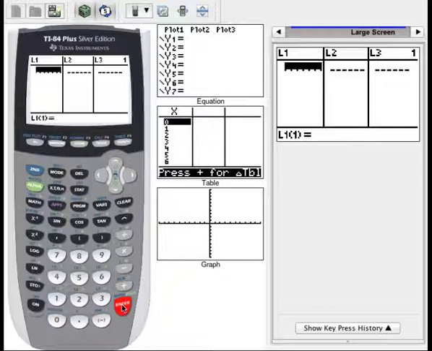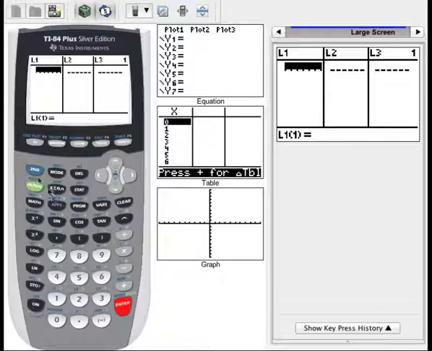So if for some reason you don't have these two lists, what you would want to do is hit second, memory, and then reset your RAM. Then you'll have to go back through and turn the diagnostics back on. So if you're missing either L1 or L2, you're going to need to go ahead and reset the RAM.